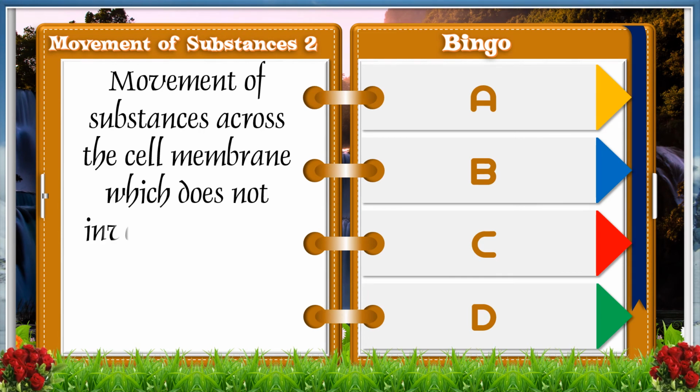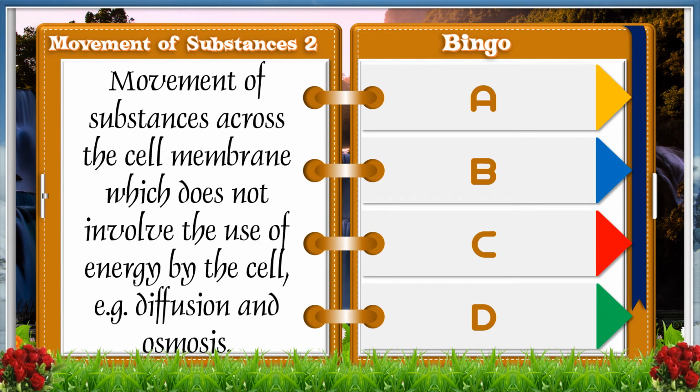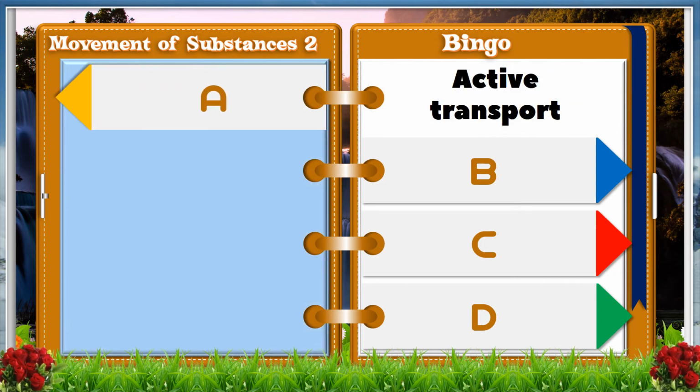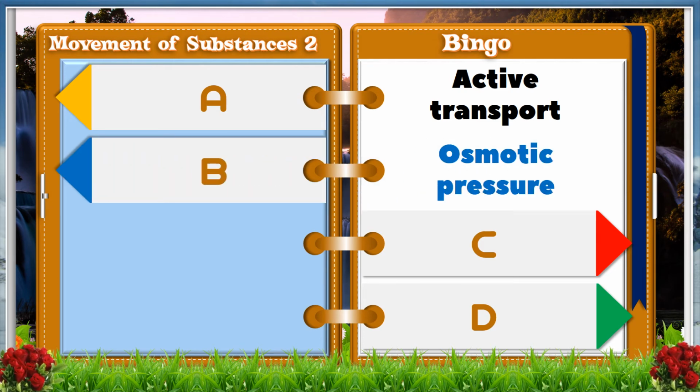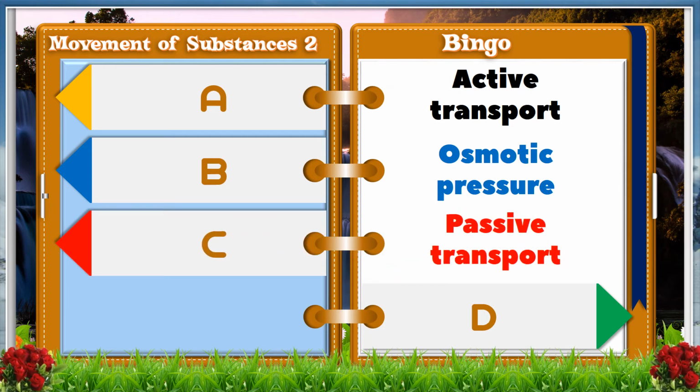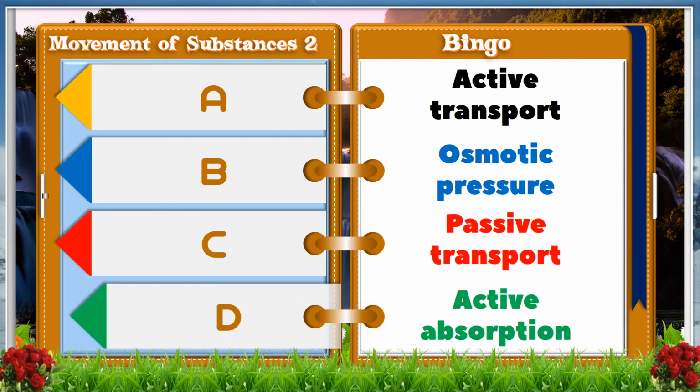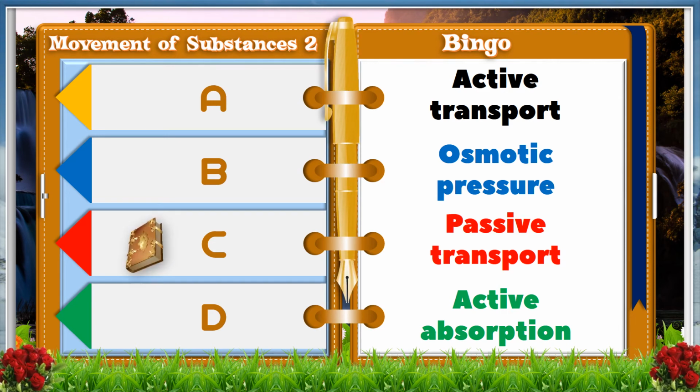Movement of substances across the cell membrane, which does not involve the use of energy by the cell. For example, diffusion and osmosis. A. Active transport. B. Osmotic pressure. C. Passive transport. D. Active absorption. And the answer is C. Passive transport.